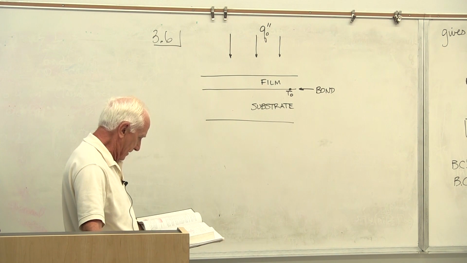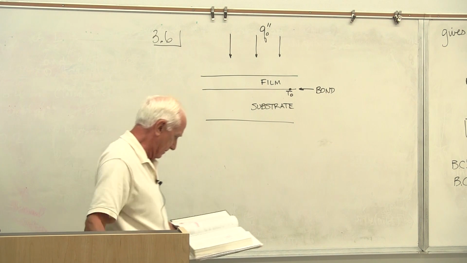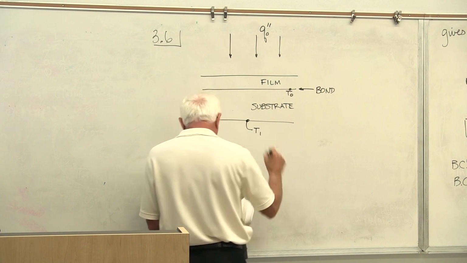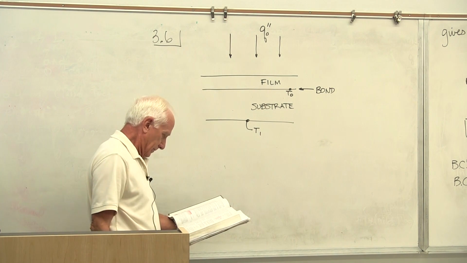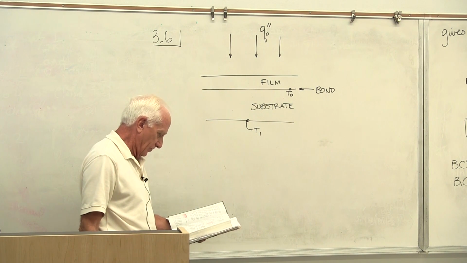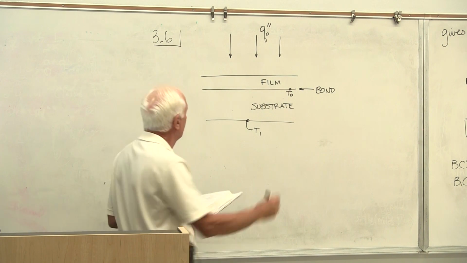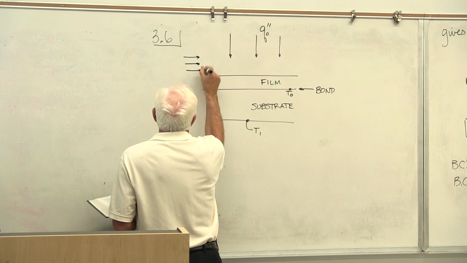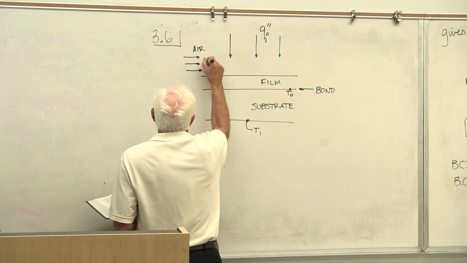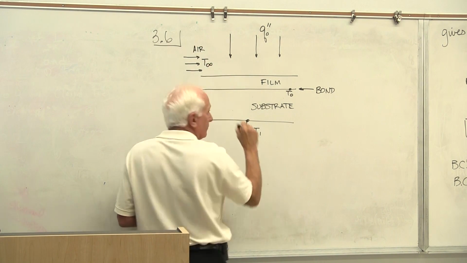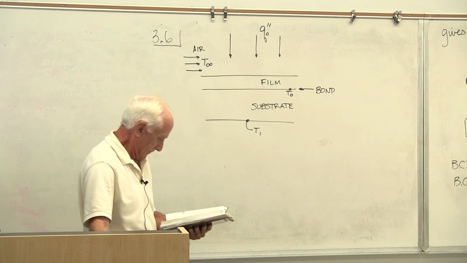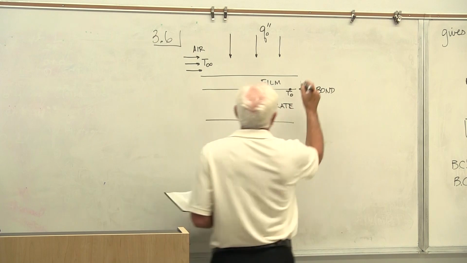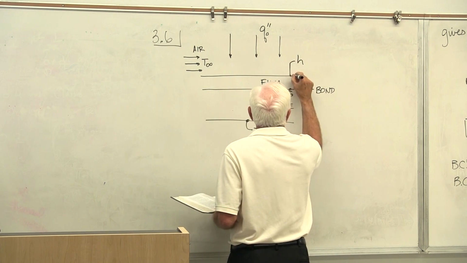The back of the substrate is maintained at temperature T1, while the free surface of the film is exposed to air. Air blows over it at temperature T infinity. Convection coefficient is H, between the air and the surface.